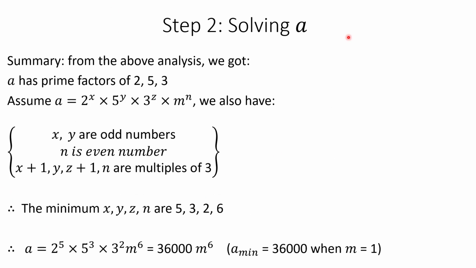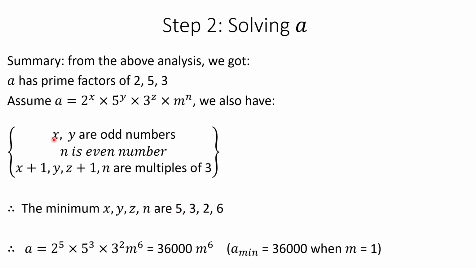So step 2 here would be solving for a. A summary of the above analysis: a has prime factors of 2, 5, and 3. Assume a is equal to 2 to the power of x times 5 to the power of y times 3 to the power of z times n to the power of n. We also have x and y are odd numbers, n is an even number, and x plus 1, y, z plus 1, and n are multiples of 3. So the minimum values for x, y, z, n are 5, 3, 2, and 6.